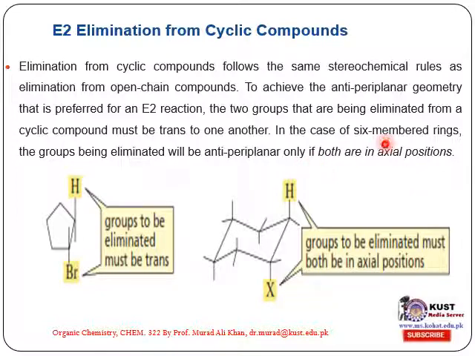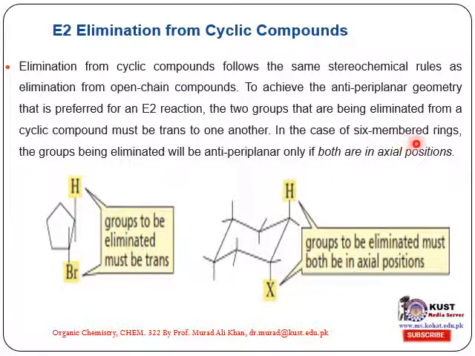Now we will come to E2 elimination from cyclic compounds. Elimination from cyclic compounds follows the same stereochemical rule as elimination from open chain compounds. To achieve the antiperiplanar geometry that is preferred for an E2 reaction, the two groups being eliminated from a cyclic compound must be trans to one another. Like in open chain compounds, in cyclic compounds also, the two eliminating groups should be trans to each other.